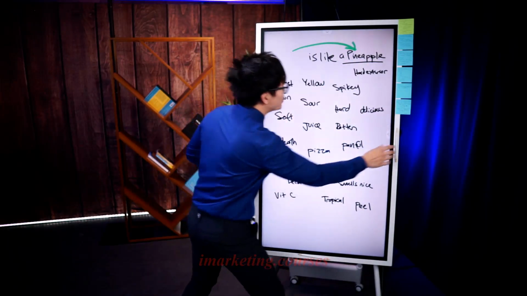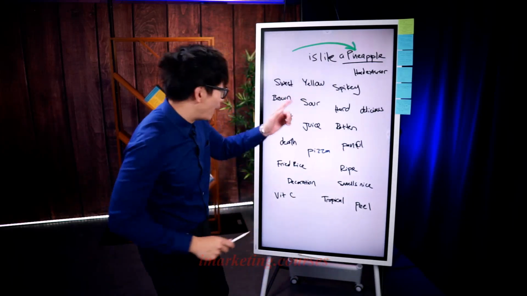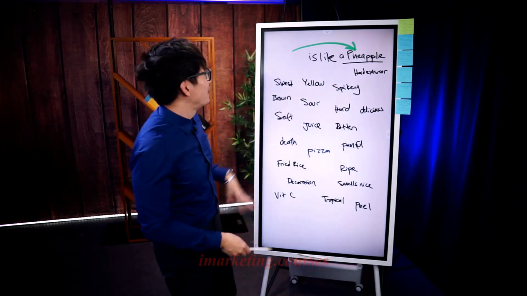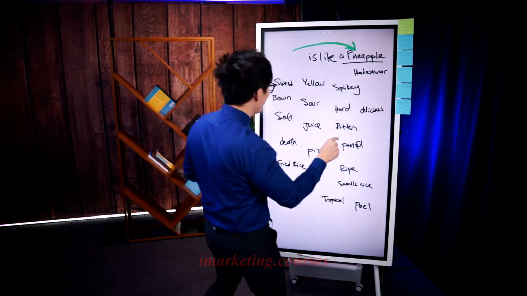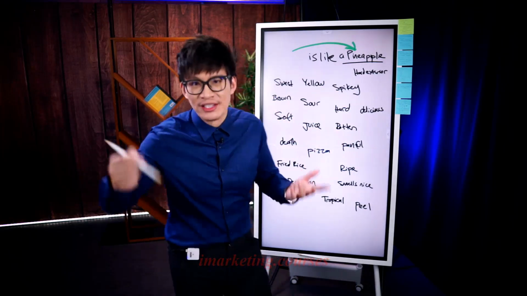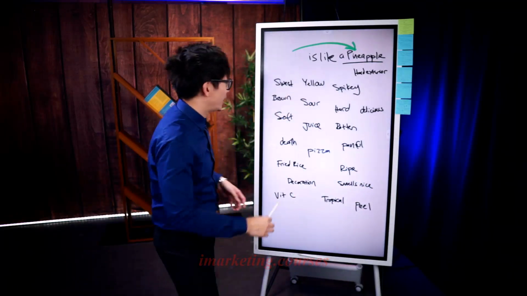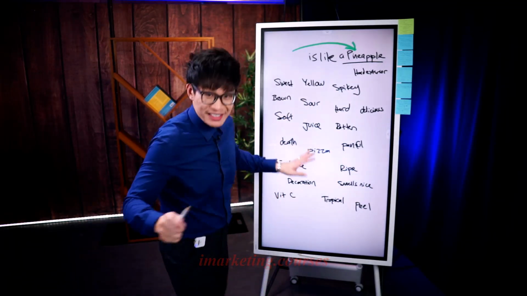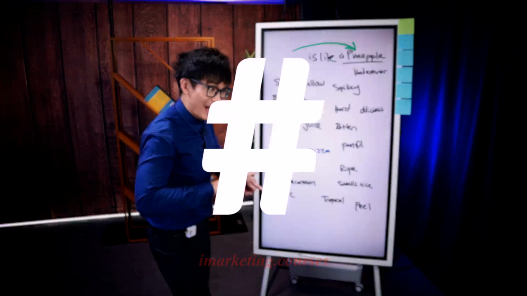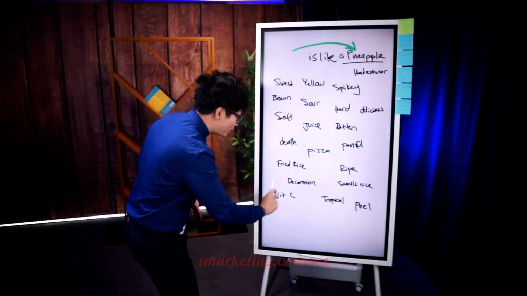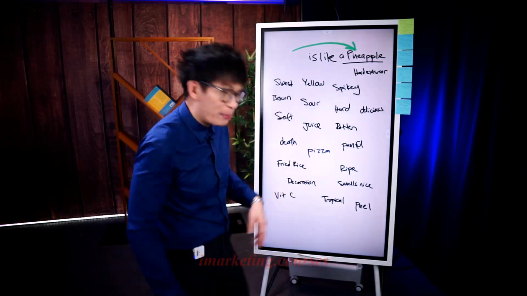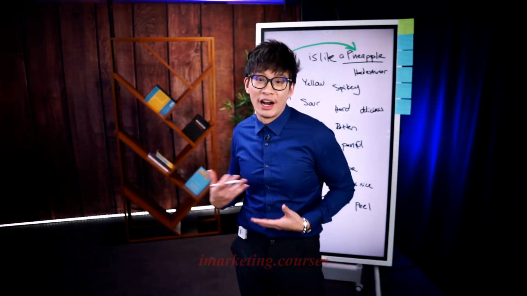These are the words that could symbolize pineapple. Now, let's just quickly go through them. Hard exterior, sweet, yellow, spiky, brown, sour, hard, delicious, soft, juice, rotten, death. Death because if it falls on your head, then I believe you're pretty much dead. Pizza, painful. Must have pineapple on pizzas, by the way. Hashtag team pineapple pizza. And then fried rice, ripe, smells nice, decoration, vitamin C, tropical, and peel. These are the words that I've come up with.